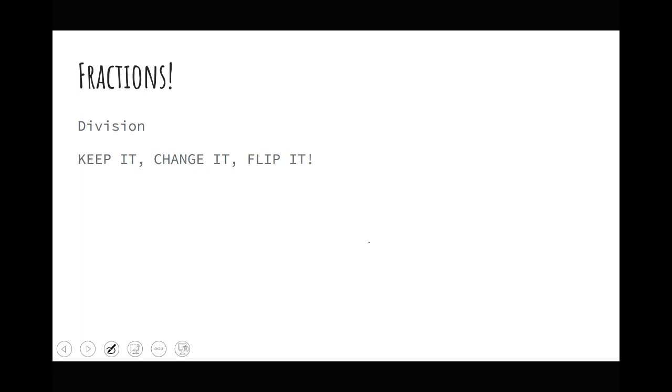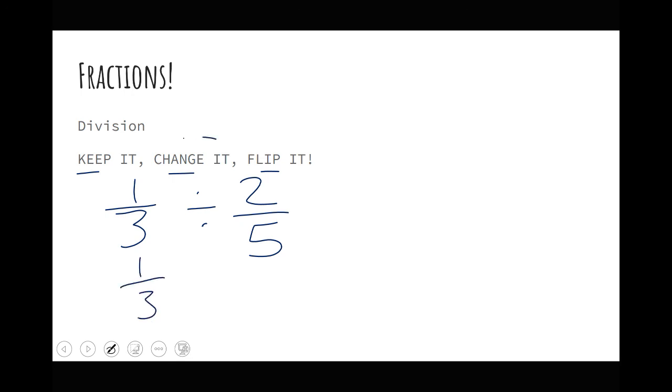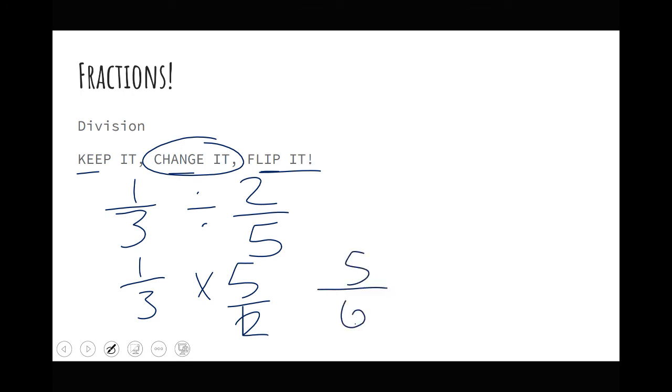Division is almost as easy, but there's a few things that you have to do first. So let's say 1/3 divided by 2/5. Okay, so here's what you're going to remember. Keep it, change it, flip it. So what I mean by that is the first fraction, you keep it the same. Change the division to multiplication and flip the second fraction. And then we can treat it like multiplication and multiply straight across. 1 times 5 is 5. 3 times 2 is 6.